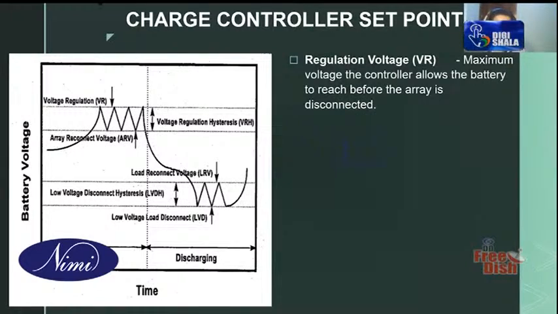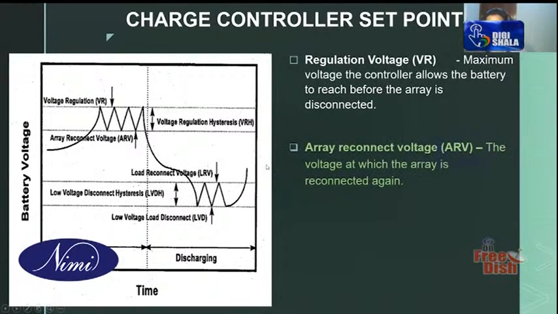The battery voltage will be getting reduced. Now, up to a certain voltage drop, your battery charger will wait. When it reaches a particular voltage, see this point, your battery charger will again charge the battery, allowing the solar motor supply to charge the battery. So this point is called array reconnect voltage, ARV. The voltage at which the array is reconnected.